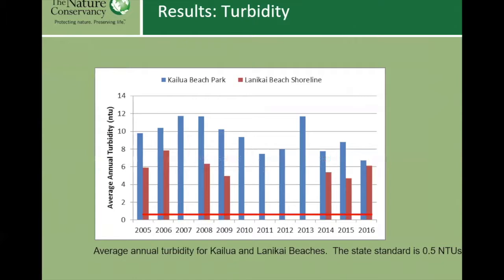And we compared all the historical Department of Health data that was there. Whatever Department of Health data they had, we looked at, and we found that while the turbidity was much higher then, the red is Lanikai and the blue is Kailua Beach. And while Kailua Beach had generally higher turbidity, Lanikai also had higher than the state standard, which is that red bar of 0.5. It's a very high bar to meet. It's really hard to get to 0.5 NTUs. But both beaches showed problems, though Lanikai generally had clearer water for the last 3 years.